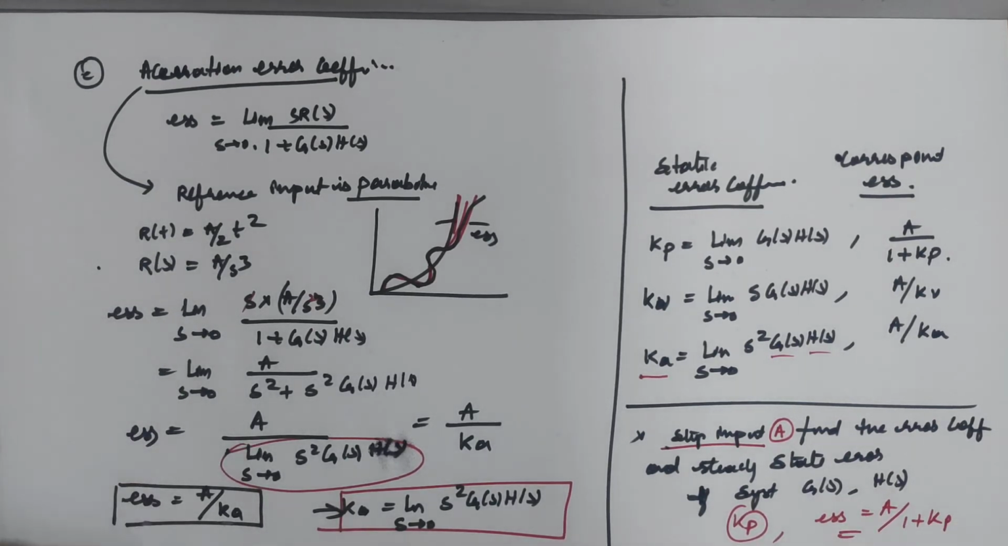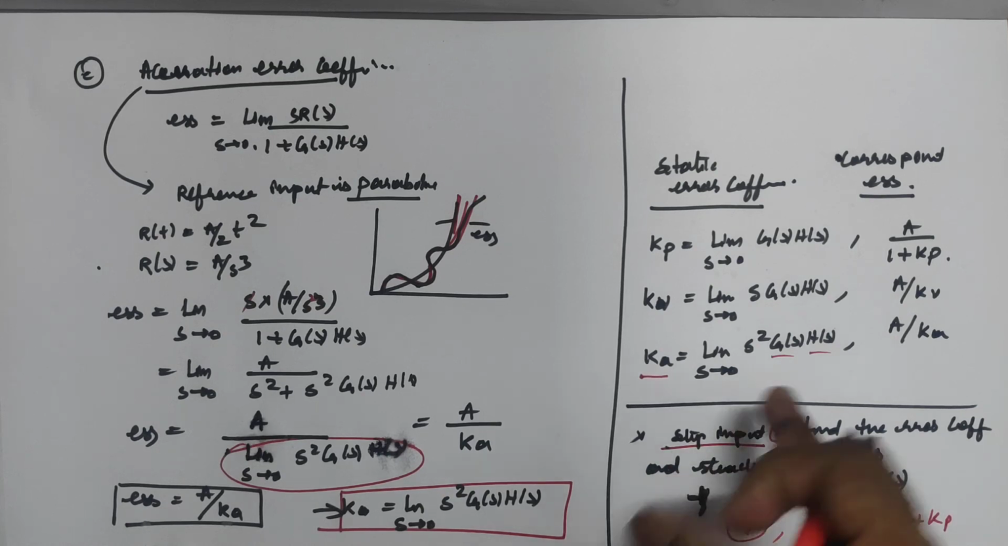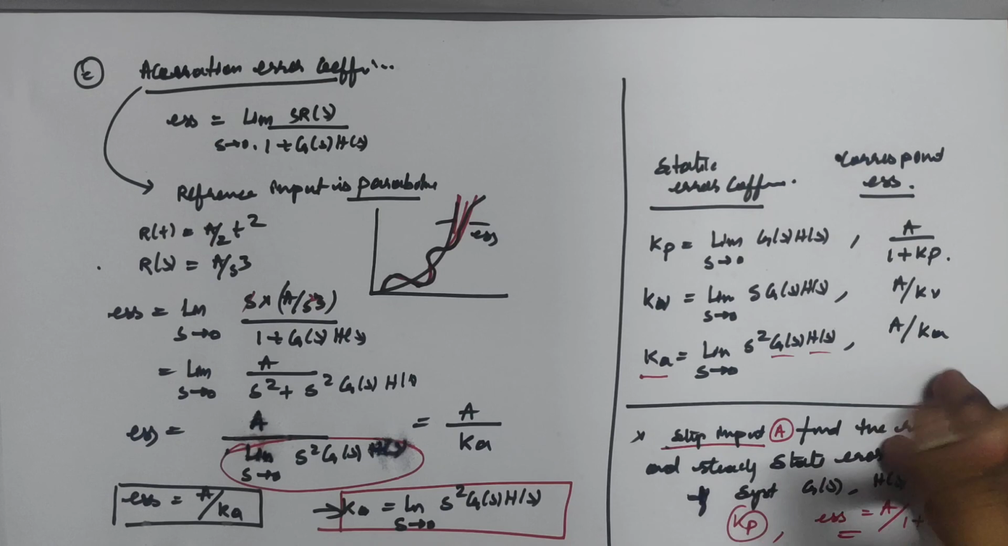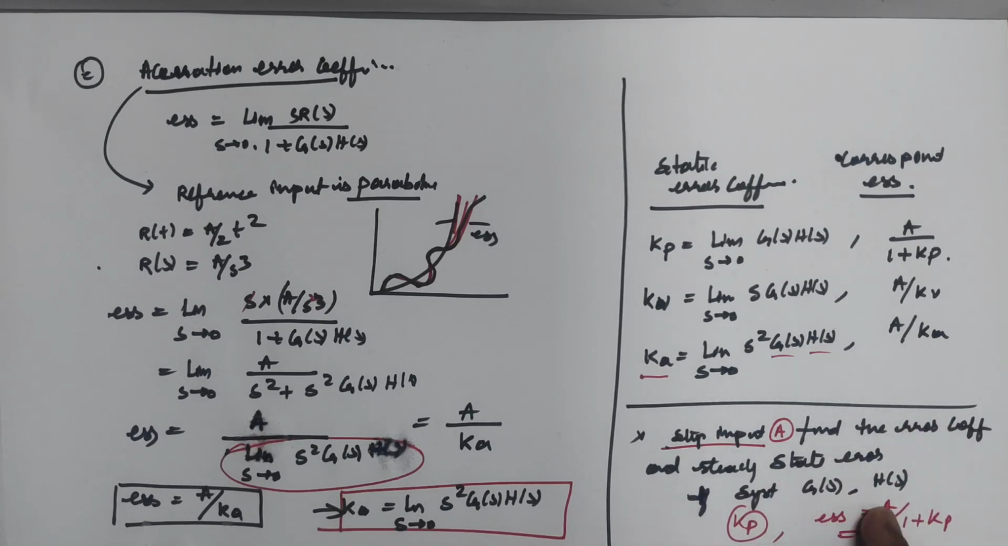So this is about error coefficients. In the next class we'll deal with the analysis of different types of systems. Here I just covered one system. Now we'll go to the application of these error coefficients and steady state error with different types of systems. Okay, thank you guys.